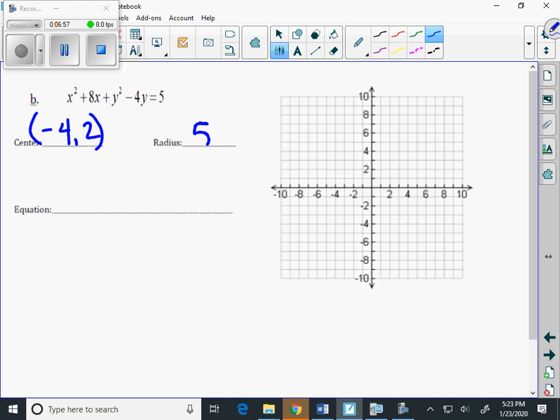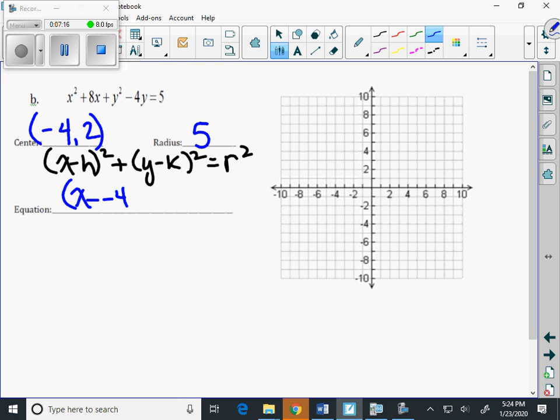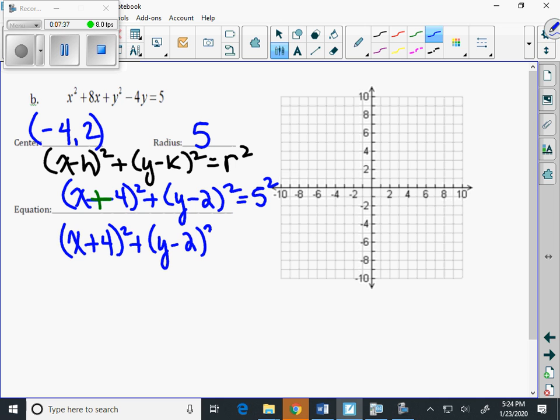Our radius is 5. And I'm going to fill this information back into (x minus h) squared plus (y minus k) squared equals r squared. So filling that in, it's (x minus a negative 4) squared plus (y minus 2) squared equals 5 squared. Let's make it look a little bit better. Double negative gives us a positive. And this is (x plus 4) squared plus (y minus 2) squared equals 25.